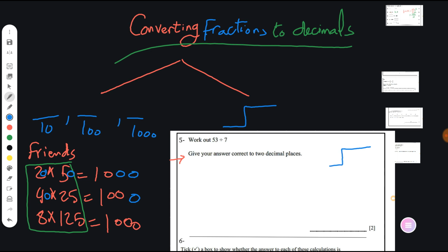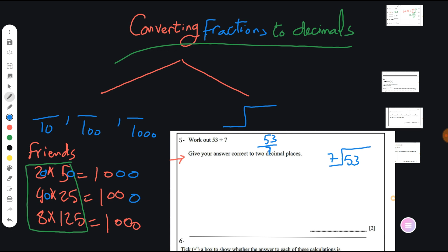Long division means 53 divided by 7. Why, Mr. Ahmed, you didn't use the friends? Because 7 is not one of the friends. If 7 is one of the friends, it's easy to convert it to decimal number. But 7 actually is not one of the friends. In this case, we must use the long division.